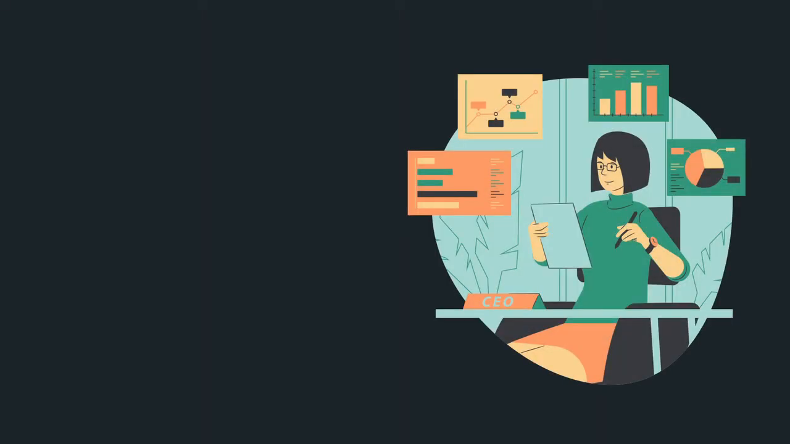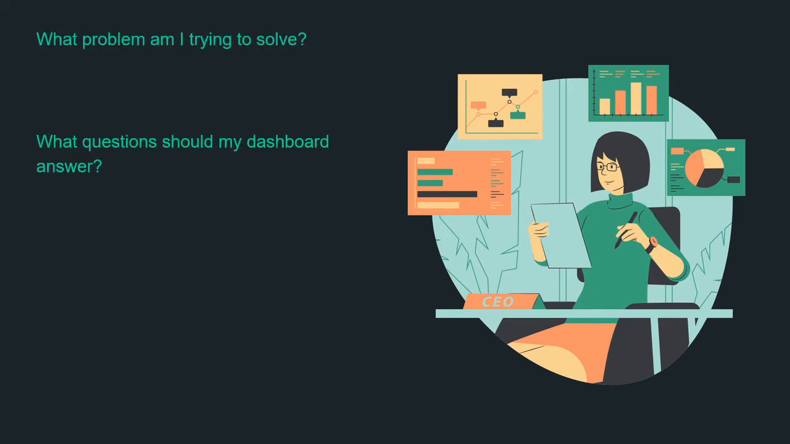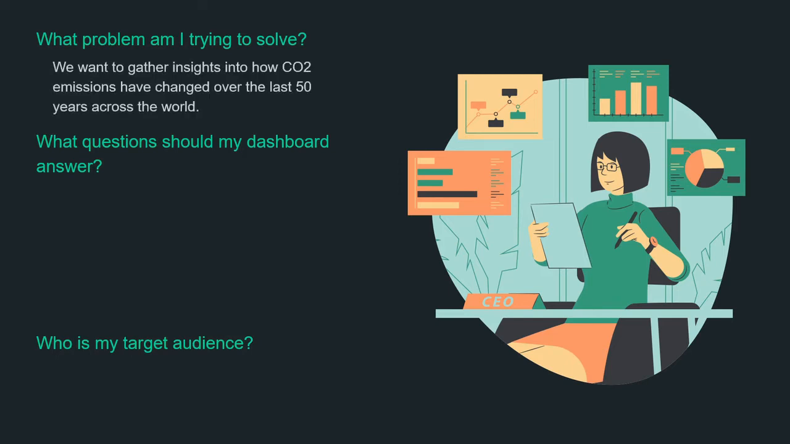Before building any dashboards, we should ask ourselves the three main questions. What problem am I trying to solve? What questions should my dashboard answer? And finally, who is my target audience? Let's answer all these questions for our dataset. The answer to the question, what problem am I trying to solve, will be that we want to gather insights into how CO2 emissions have changed over the last 50 years.